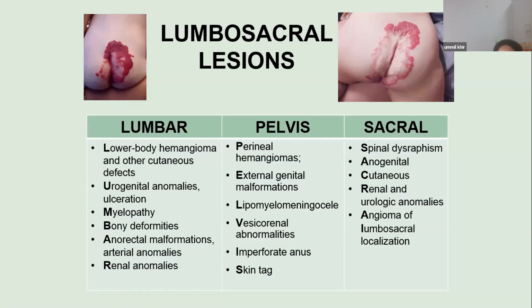So it completed also with E, external genital malformation, L, lipomyelomeningocele, V, vesicorenal abnormalities, R, imperforate anus, S, skin tag and sacral, S, spinal dwarfism, A, anogenital, C, cutaneous, R, renal and urology anomalies, and the last one is angioma of lumbosacral localization.